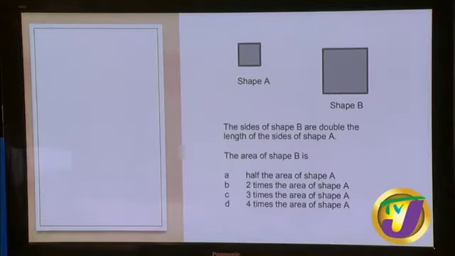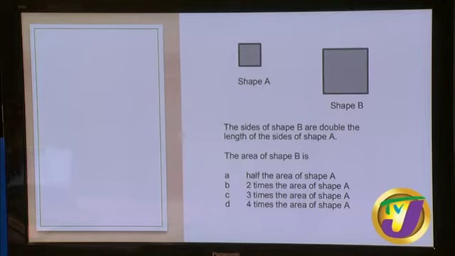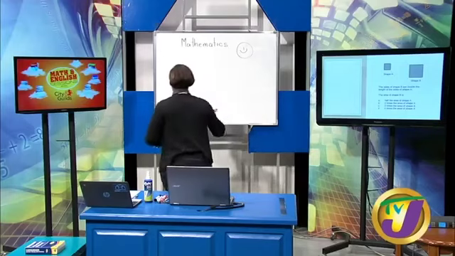All right, let us look at shape A and shape B. The sides of shape B are double the length of the sides of shape A. The area of shape B is it half the area of shape A, 2 times the area of shape A, 3 times the area of shape A, or 4 times the area of shape A? Let's investigate. Let's explore a little.